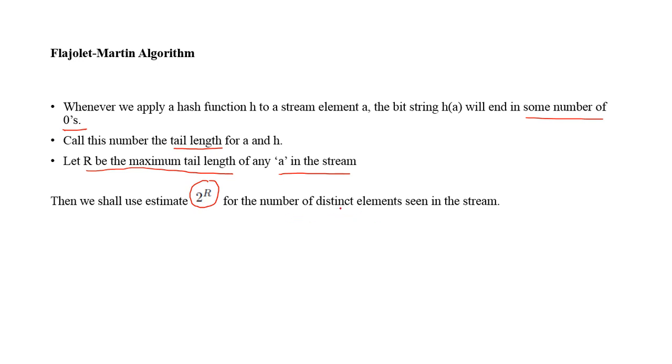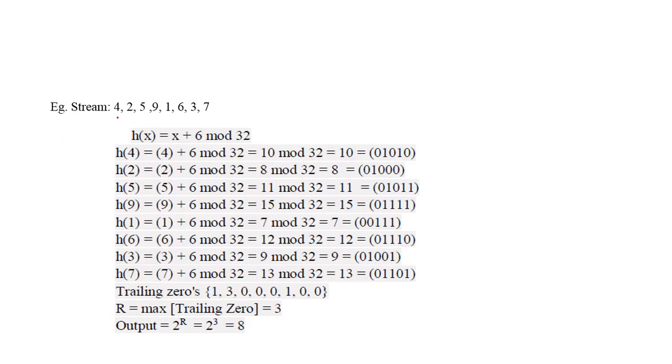Now let us take an example. This is the stream of data, and this is the hash function x plus 6 mod 32. Since this is mod 32, the maximum remainder may be 31, so we require 5 bits. Whenever we apply the hash function, we need to consider 5 bits, because the mod value is 32 here.